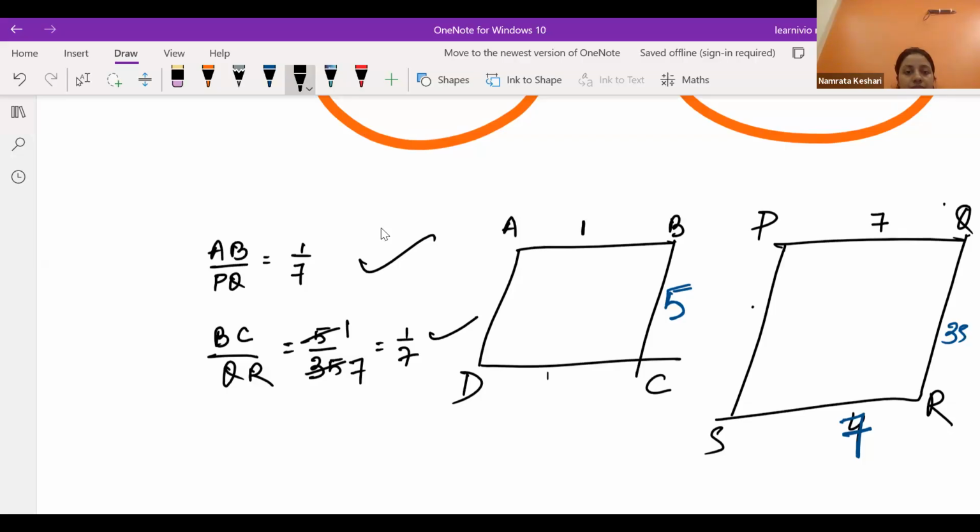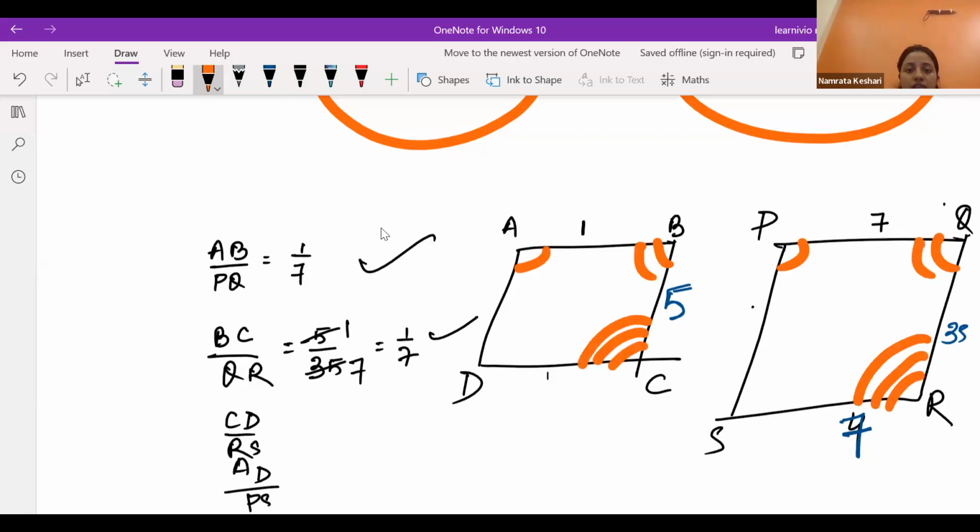You can understand that CD and RS will also come out the same, and AD to PS will also come out the same. So if these ratios are maintained the same, and each and every interior angle, the corresponding angles, are also the same, then you can say that these two figures are similar with each other. Is it making sense?